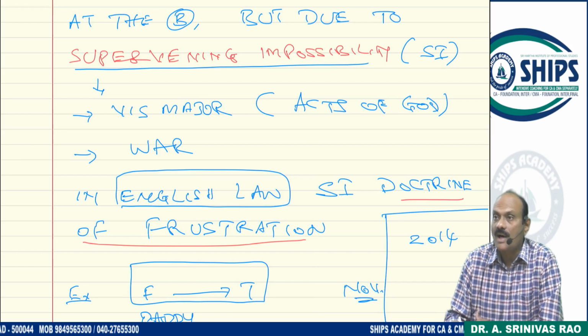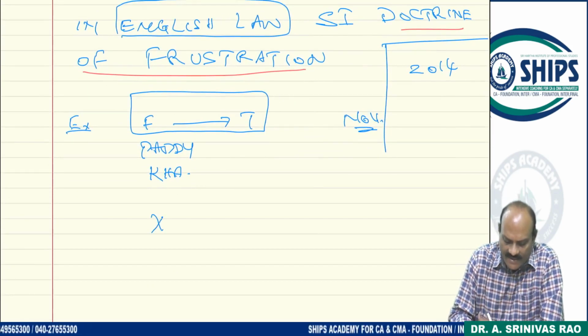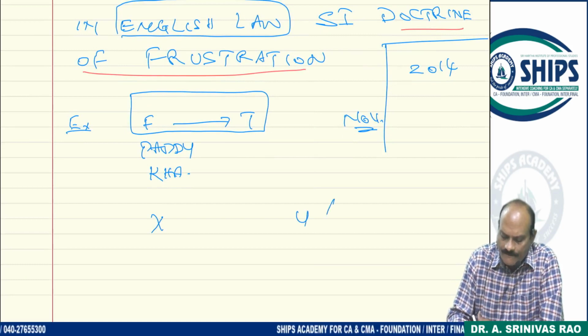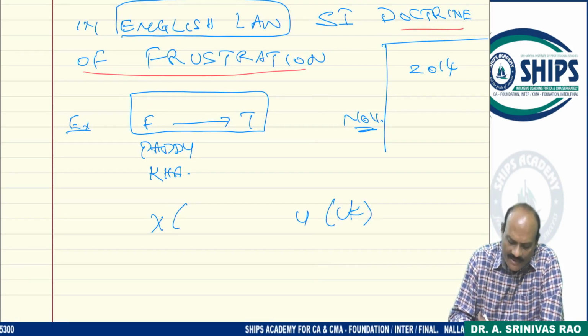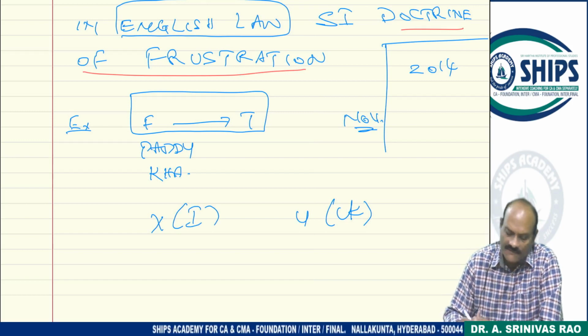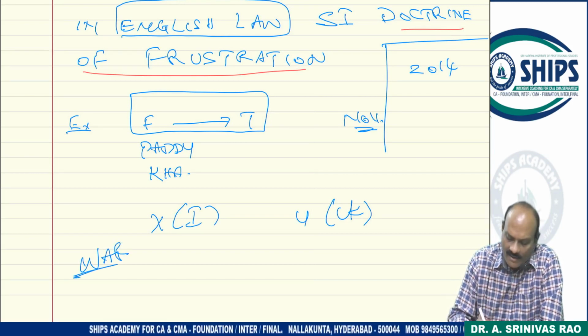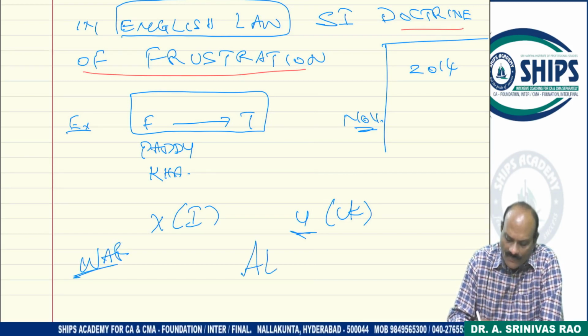So the second one is war between the countries. What does it mean? X is in India, Y is in the UK. Is the contract between them valid or invalid? Valid, as both countries are friendly countries. If there is a war between the countries, for India, Y will become an alien enemy.